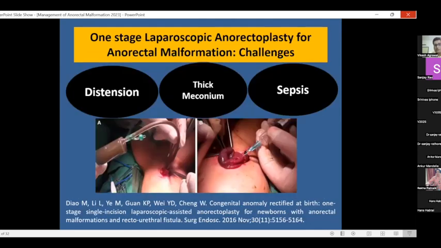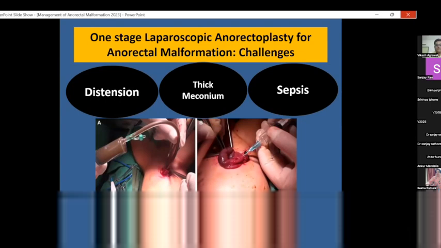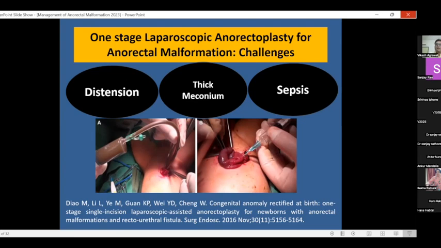When we thought of doing laparoscopic anorectoplasty for anorectal malformation, there were a few challenges. First thing is the distension. There is no space in the abdomen to work upon. And second, the meconium is usually very thick. Initially, in 2009-10, I remember I used to put in a 16 French Venflon per abdomen and aspirate the meconium. But that was very thick, and it is not possible to do that. So we deferred that for a long period of time.